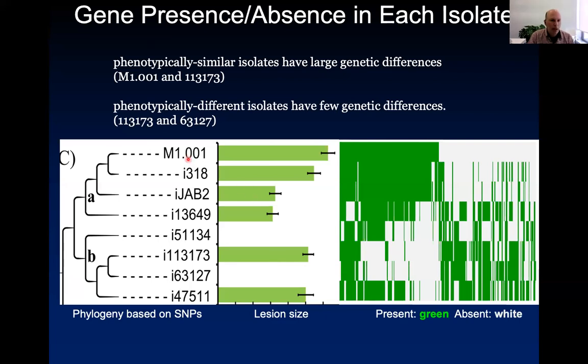And if we compare M1001, that's this one, to 113173, that's this one, these two don't have any statistically different differences in lesion size, but you can look at the pattern of gene presence in both of these, and you find that there's a lot of differences. There's a lot of genes that are present in M1001 that are missing in 1173. And we can find that phenotypically different isolates have very few genetic differences, like comparing 113173 to 63127, which is non-pathogenic. We find that, well, they're not identical, but the pattern of presence and absence is very similar.